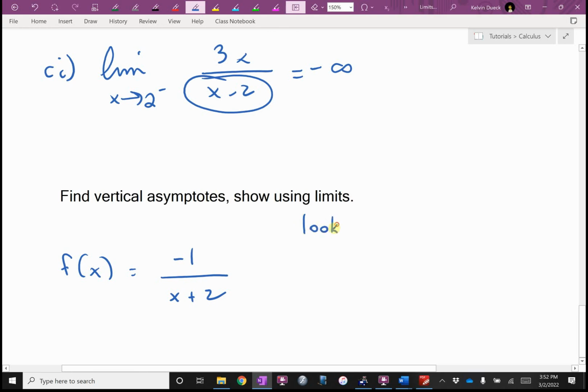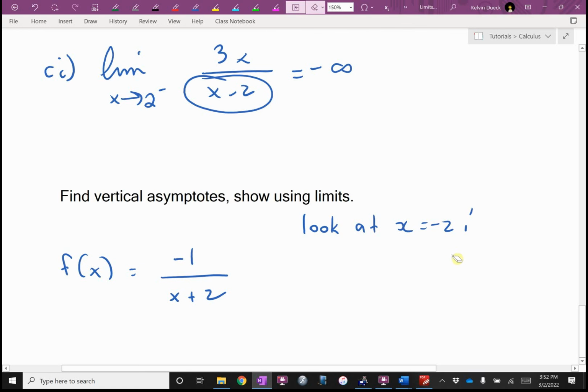So let's go like this. Look at x equals -2. Here's my question. Do they both shoot off to positive infinity there? Do they both shoot off to negative infinity there? Does one shoot off positive, one shoot off negative? This is a job for limits. I'm going to sneak up on that -2 from the left. I'm going to sneak up on that -2 from the right. See what they do. That's what it means, show using limits.